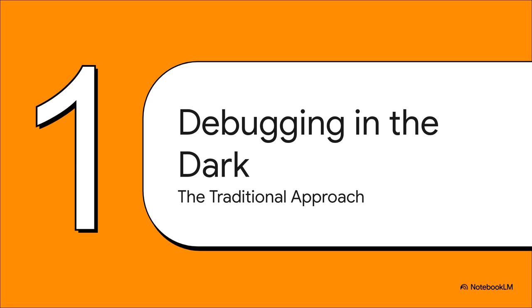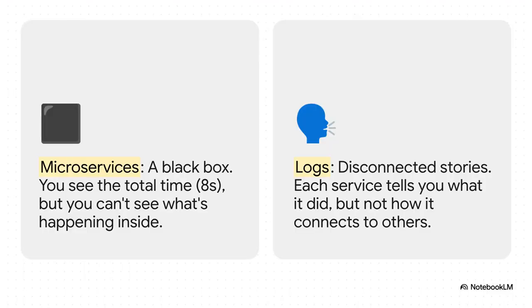Okay, so let's break down why this is so painfully difficult. This is what we call debugging in the dark. It's the old-school way of trying to find problems in these super complex, modern systems. At the heart of it all is this. Our apps are built with microservices. And from the outside, the whole thing is a black box. You see a request go in, 8 seconds later, it comes out. But what happened in between?